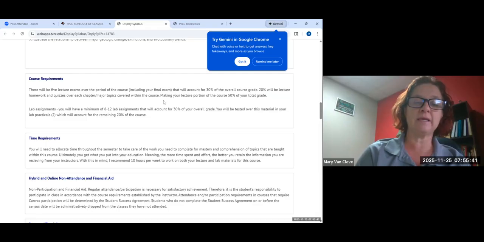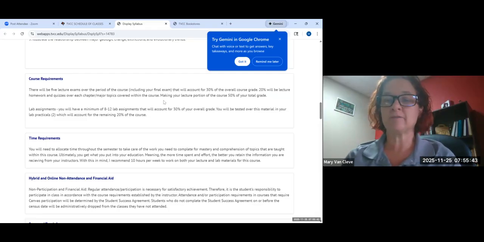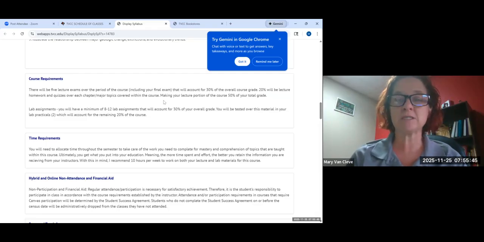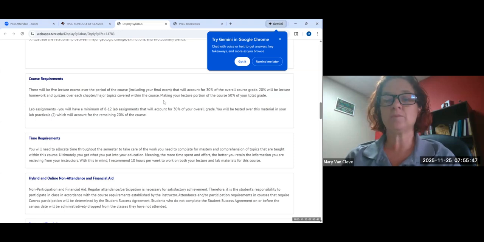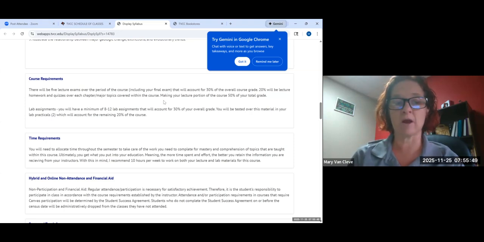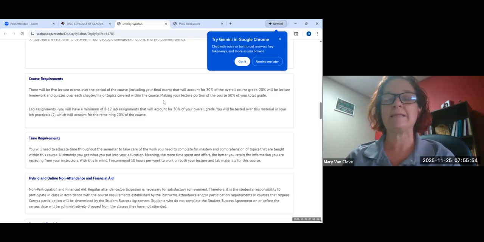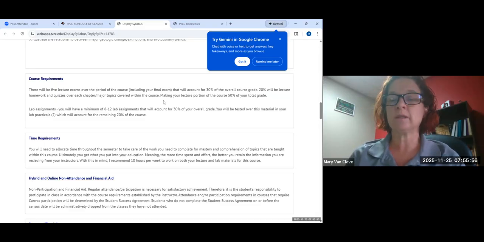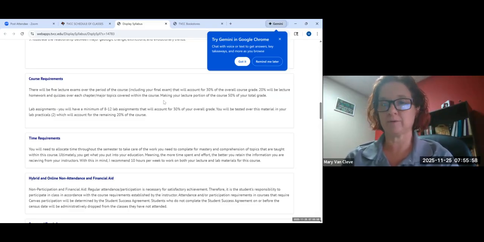Lab assignments will be about 30% of your overall grade, which is typically 8 to 12 lab assignments. You will be tested over this material in your lab practicals, of which there will be 2, and they will account for the remaining 20% of the course. So the lab overall will be 50% of your total grade.